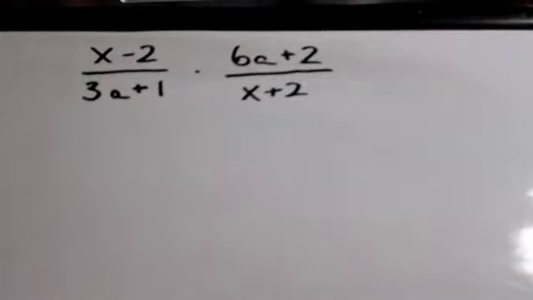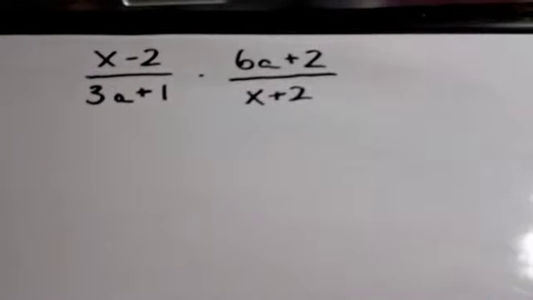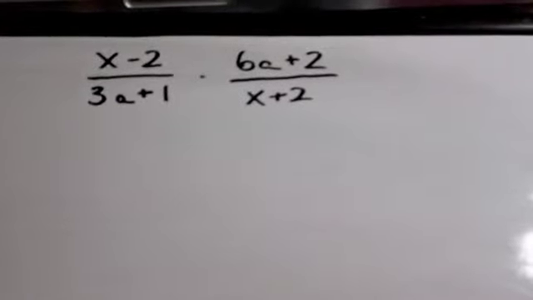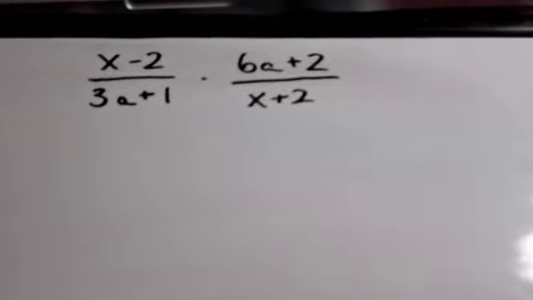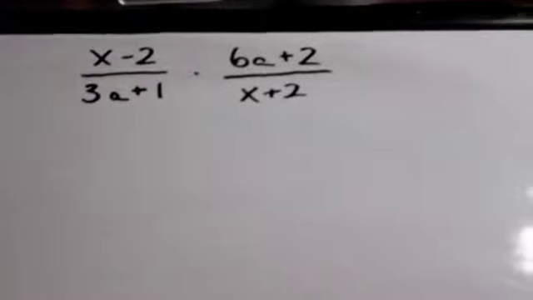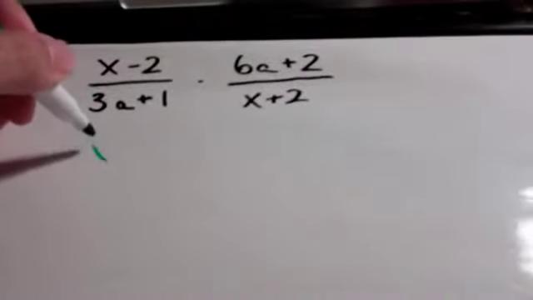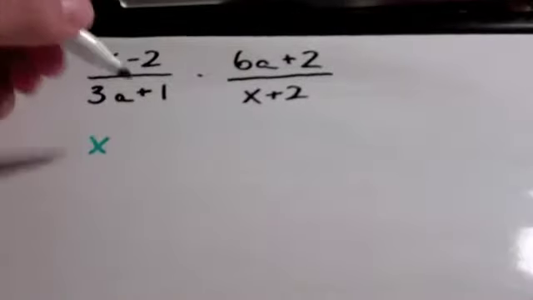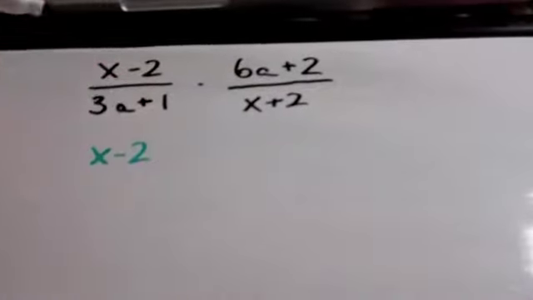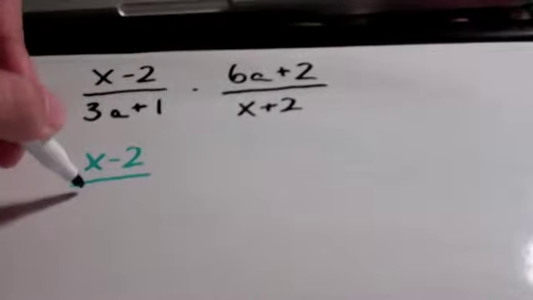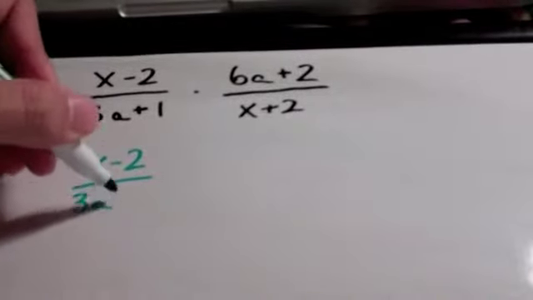Alright, so let's get this last multiplication problem done and we'll be done for the day. So, with this one, we're going to start by factoring everything we can. So let's look at it piece by piece. This first piece, x minus 2, there's nothing we can factor because the two terms are completely different, so this will stay x minus 2. Over here we have a 3a plus 1, nothing can be factored off of that, so that'll stay the same.